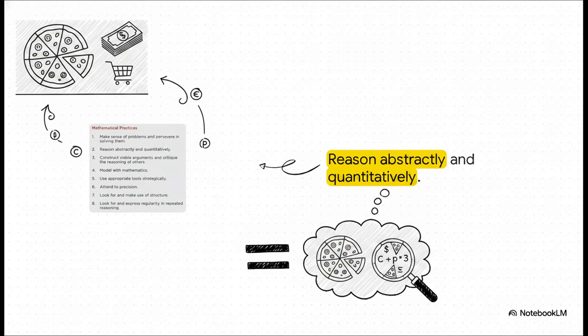Basically, this means we need the ability to decontextualize, to pull a situation out of the messy real world and represent it cleanly with symbols like C and P. But then we have to be able to contextualize it right back, pausing to remember that those symbols are actually representing real-world dollars and physical pizzas.